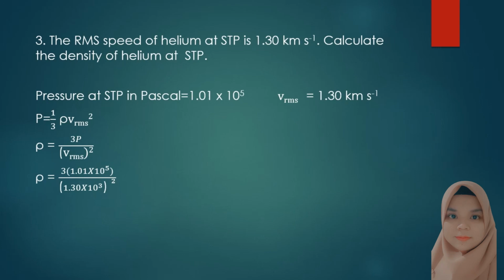So, the final answer we will get: density equals 0.179 kg m power of negative 3.